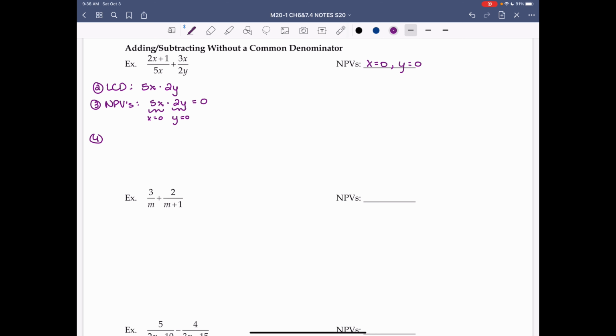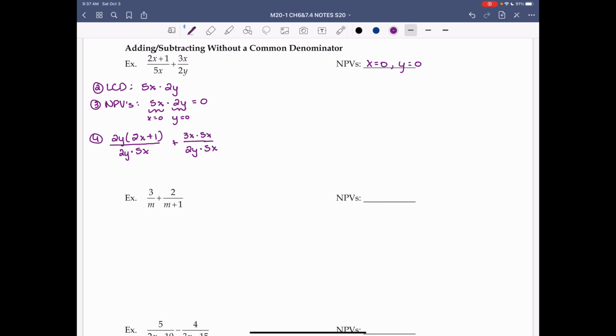Step 4, we want to do the adding and subtracting and write over the common denominator. The first fraction, 2x plus 1 over 5x, we need to multiply top and bottom by 2y to get the common denominator. 2y times 2x plus 1 over 2y times 5x, plus the second fraction, 3x over 2y. We need to multiply by 5x, top and bottom, to get the common denominator: 3x times 5x over 2y times 5x.